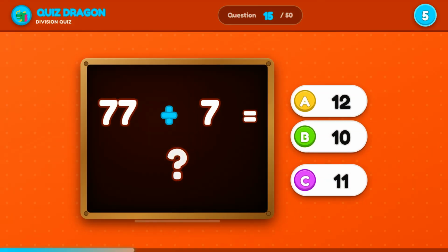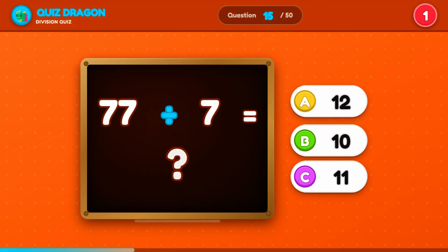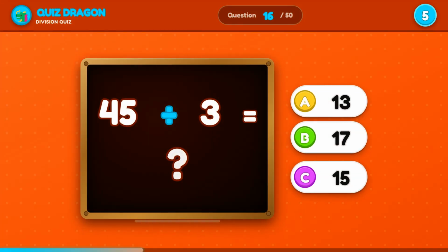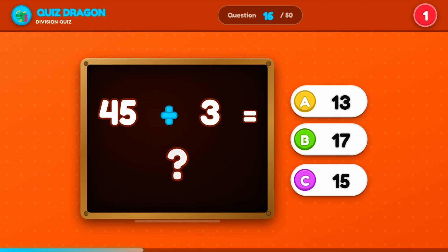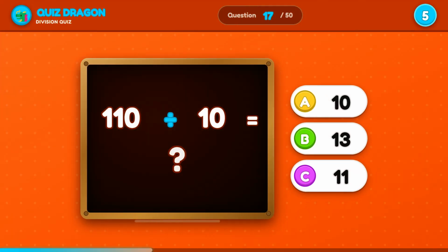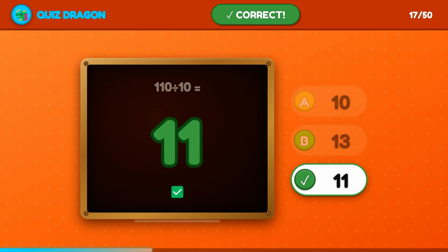Question 15. What is 77 divided by 7? The correct answer is C, 11. Question 16. What is 45 divided by 3? The correct answer is C, 15. Question 17. What is 110 divided by 10? The correct answer is C, 11.